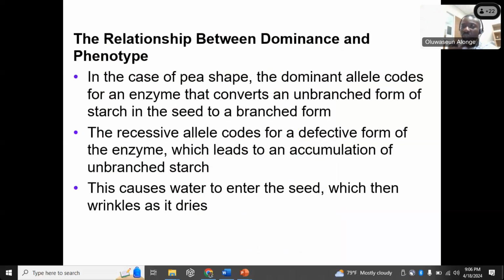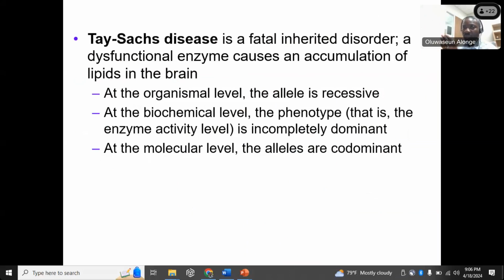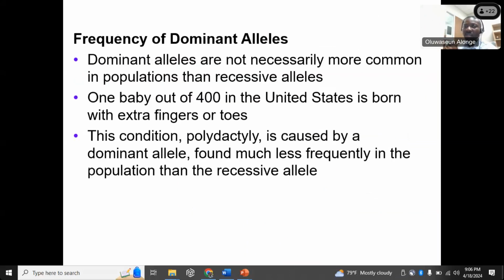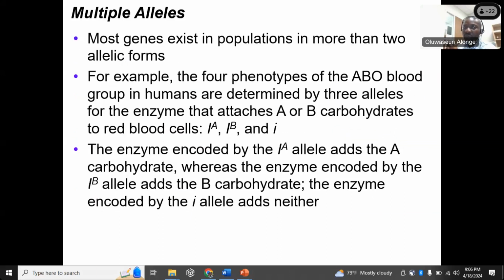Now, what is the relationship between dominance and phenotype? Of course, dominance is what determines phenotype. I'll just leave that and go straight. Dominance determines phenotype. We already talked about that, just read that. Frequency of dominant alleles, just read that. It's just talking about the frequency, how frequent they are.